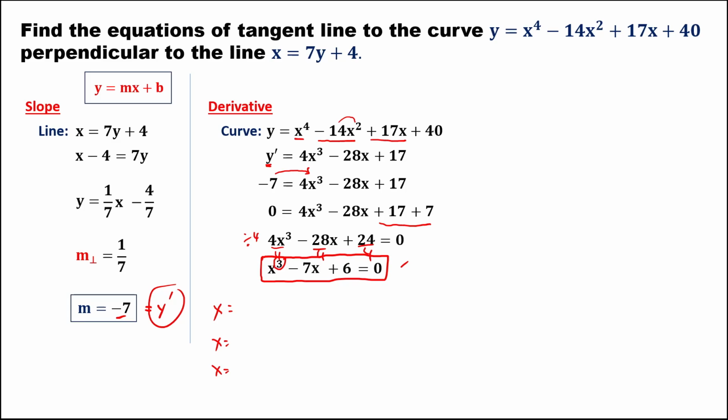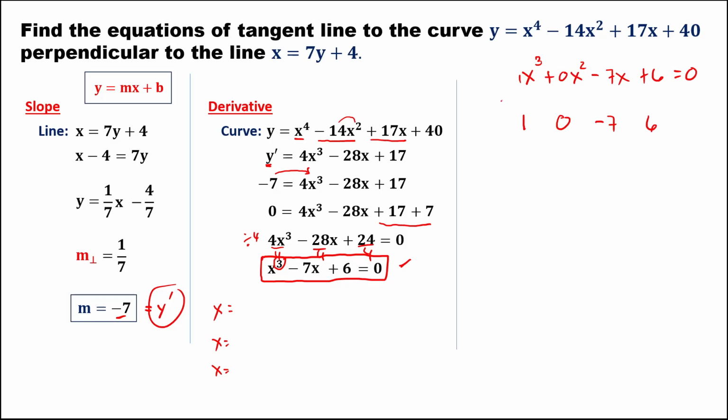Now to find the values for x, since this one is a cubic, we're going to use synthetic division. But first, we need to rewrite this equation with complete exponents. So this becomes x to the power 3 plus we need to add 0x squared then minus 7x then plus 6 equals 0. Then we need to take the numerical coefficients. So this is 1, 0, negative 7, and positive 6.